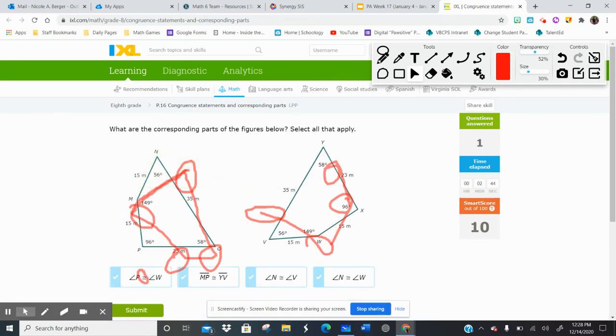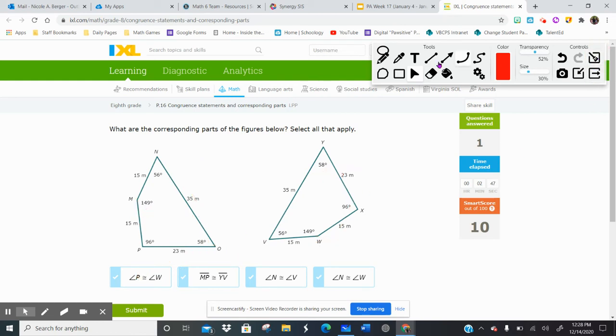All right, so let's get rid of that. Over here, let's try a new one. So it says these two are congruent, right? What are the corresponding parts in the figure below? So let's look. Angle P, which is this one right here, 96, is congruent to angle W. That's 149. No. MP, so that's 15 meters, is congruent to YV. YV is over here, 35 meters.